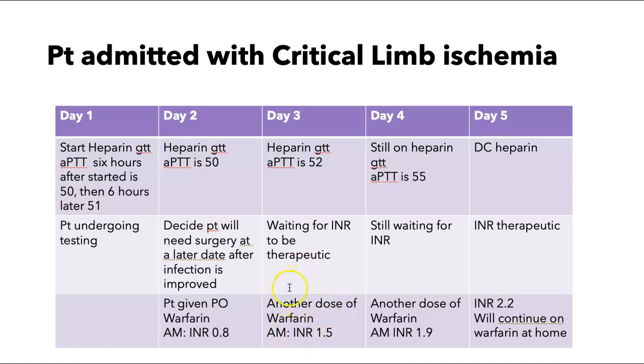And this morning on day 3, the INR was 1.5. So we're still not quite therapeutic. Now, day 4, they're still on heparin. We're still waiting for that INR to become therapeutic. Their APTT is 55, and the INR that morning was 1.9, so they give them another dose of warfarin. And lo and behold, on day 5, the INR is now therapeutic. It is 2.2, so they'll be able to discontinue the heparin, and they'll send them home on warfarin, and they'll continue to take warfarin at home.